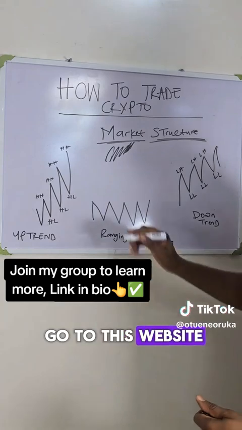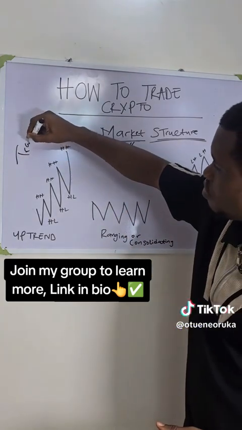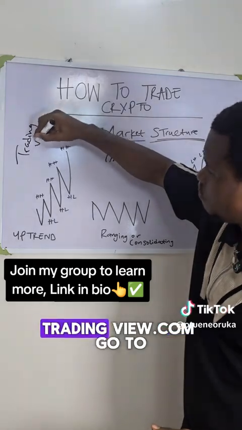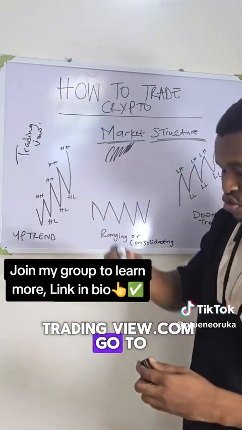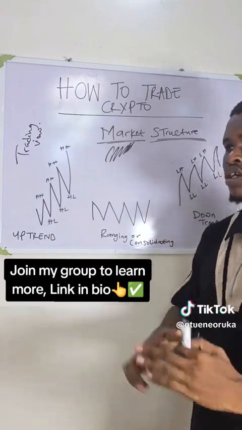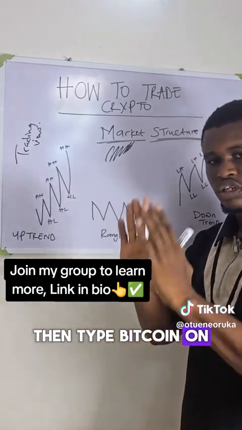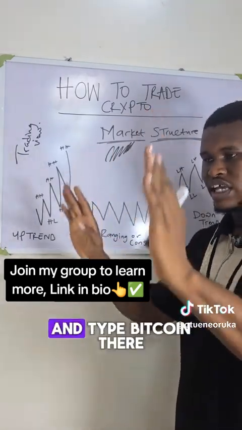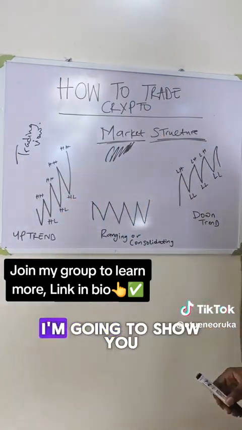Now, I want you to do something after watching this video. I want you to go to this website, TradingView. Write it down, tradingview.com. Create an account for free. Then type Bitcoin on the chart. Look for a chart and type Bitcoin there. And look at what I'm going to show you.